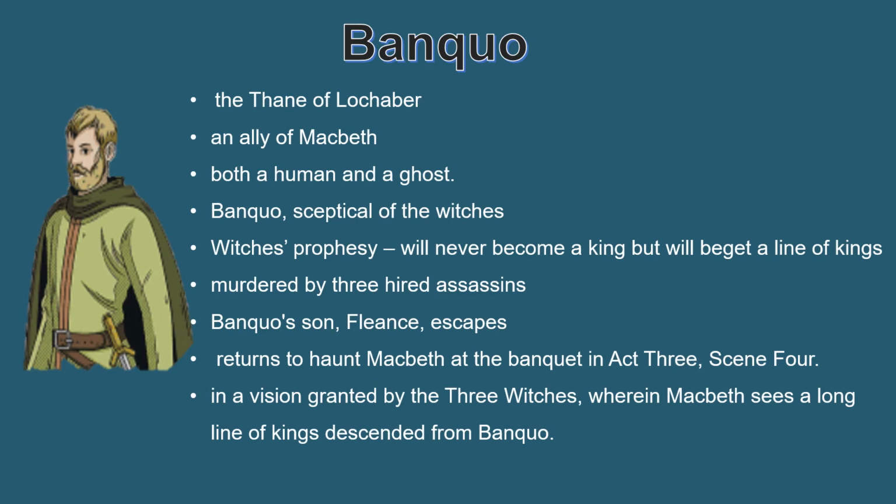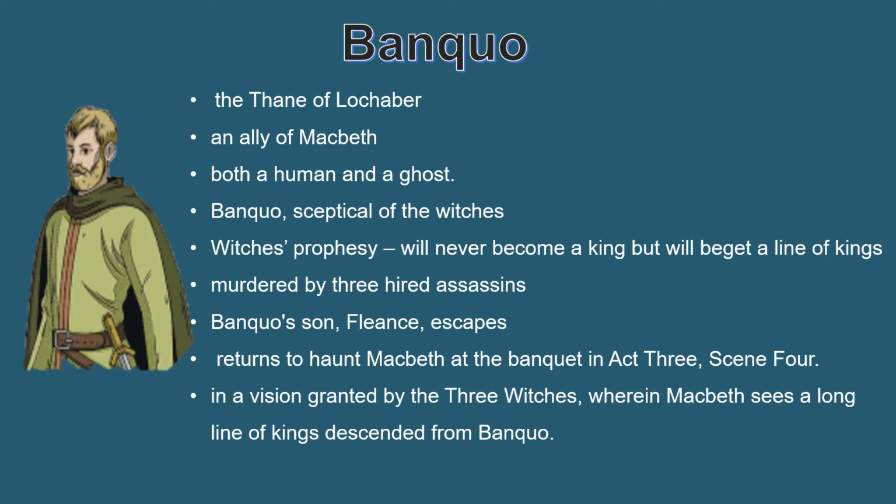The witches' prophecy to him was that he would never become a king, but he would beget a line of kings. That means he can never capture the throne, but his children can become kings. We could find Banquo in history also. Banquo is an ancestor of King James the First.